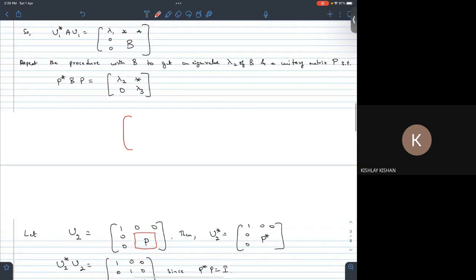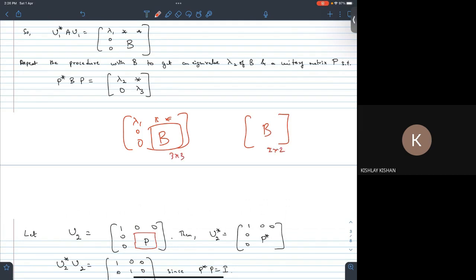Okay, so the point is, I got lambda 1, 0, 0, some numbers, and a matrix B here, right? Now if I just look at this matrix, which is a smaller matrix, this is 3 cross 3, this is 2 cross 2. Using a unitary matrix, I can do P star B P equals this. Is this much clear? Now the point is, this P star is a smaller matrix.